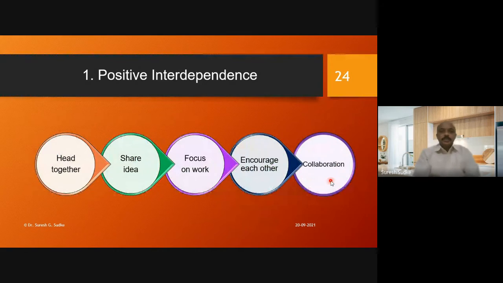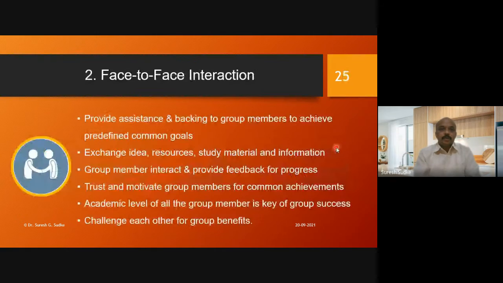So, in positive interdependence, we are heading together, we are working together, we are sharing our ideas, we are focusing only on our work, we are encouraging each other, and this is nothing but collaboration.